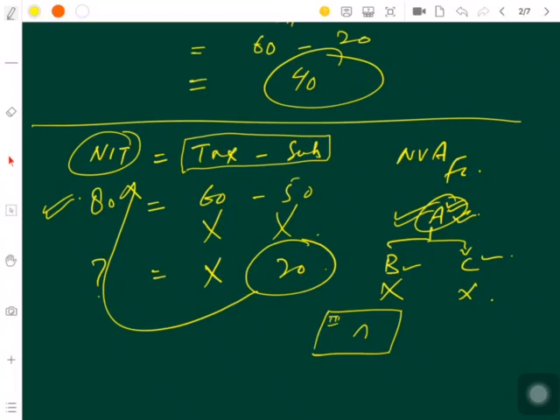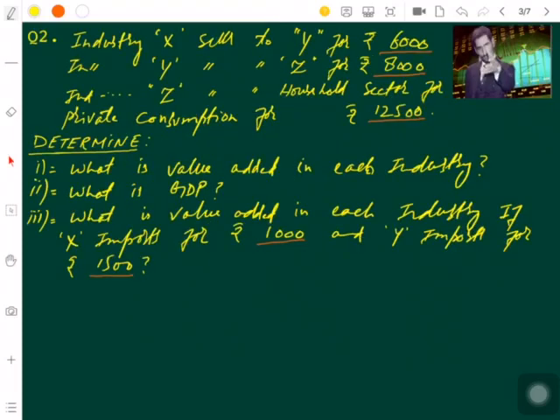So dear students, here we come to a second numerical. This is question number 2 for you people, because these are the types of numericals we may be asked from time to time in the exams. Please listen very properly. Industry X sells to Y for rupees 6,000.